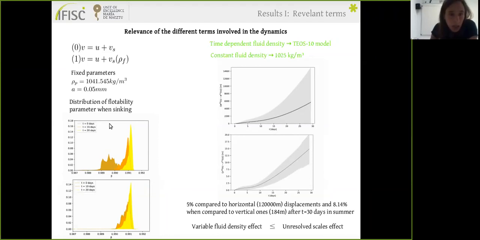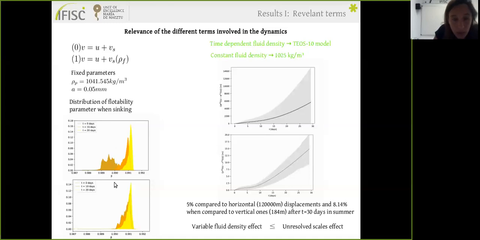But here, beta is a variable, and it does not depend on the particle density, but on the fluid density. So first, here we have two plots in which in the horizontal axis we have this beta parameter, and in the vertical axis we have the histogram, a density distribution of this beta. This means we have the distribution of beta when particles are still at the surface, then after 10 days of their trajectories and after 20 days. And in the upper figure, this is released in summer, and in the bottom panel is released in winter.